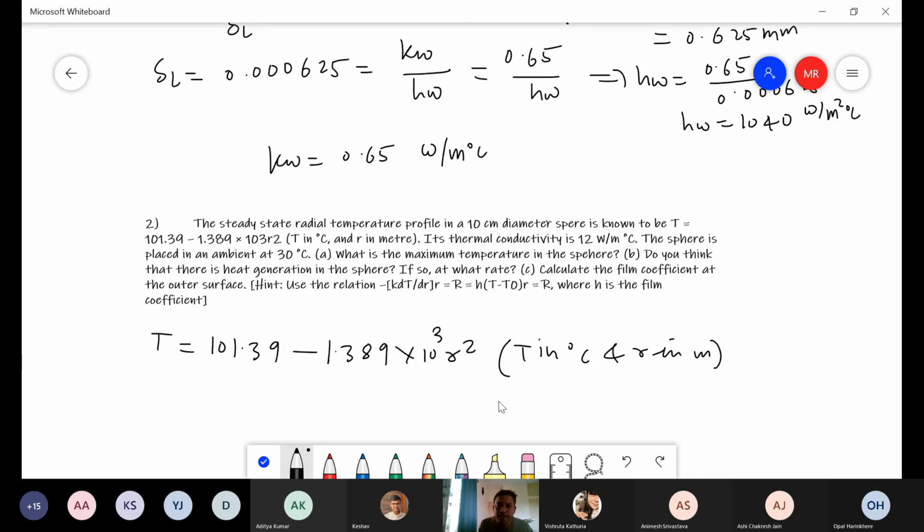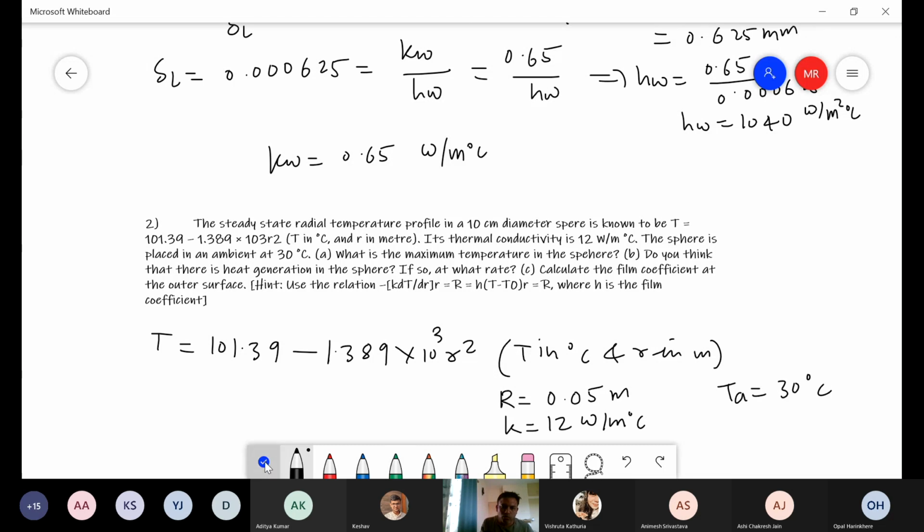So here the radius is also given. So the radius, maybe I will write that as capital R. Capital R is given as 0.05, isn't it, in meter? Correct. And thermal conductivity is given. Thermal conductivity is 12 watt per meter degree Celsius. This is what is given. Ambient temperature is also given. So TA is 30 degrees Celsius.